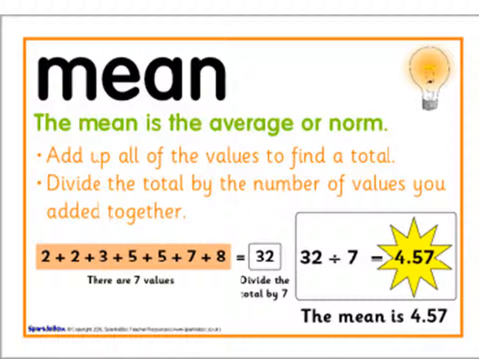The mean is also called the average. Mathematically, you add up all the numbers and then divide by the number of numbers. So for example, here you have a set of numbers 2, 2, 3, 5, 5, 7, and 8. You add up all those numbers, you get 32, and since there are 7 numbers, you divide by the 7. So your mean is 4.57.